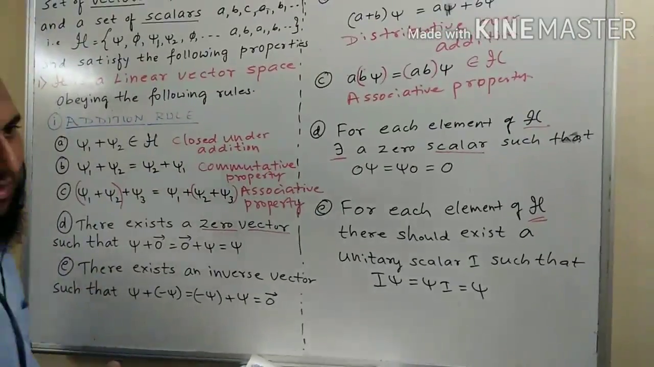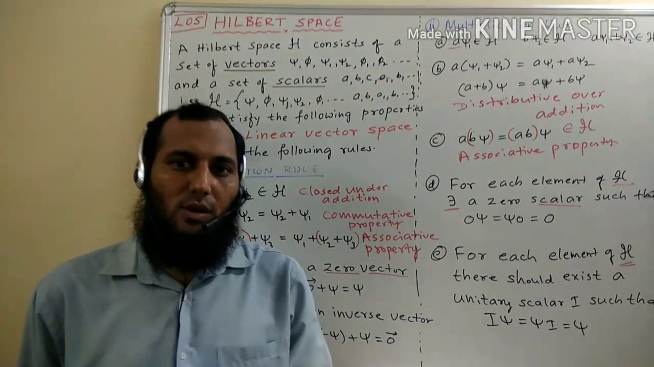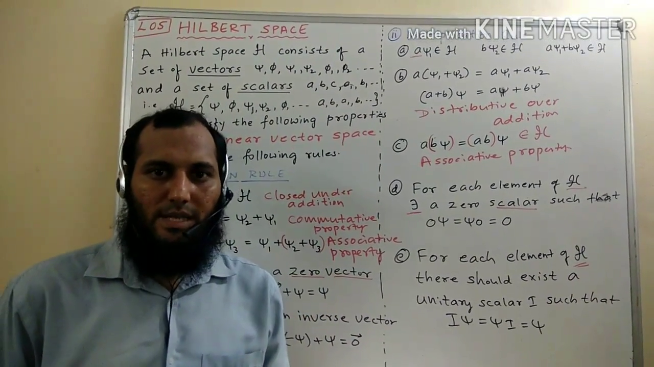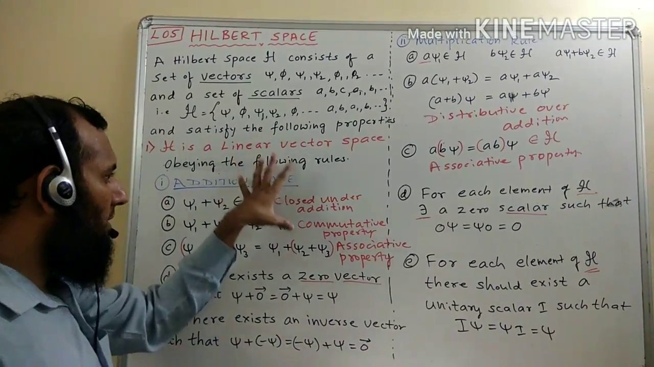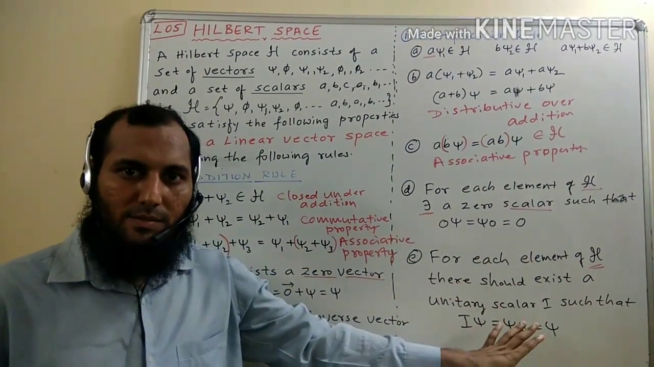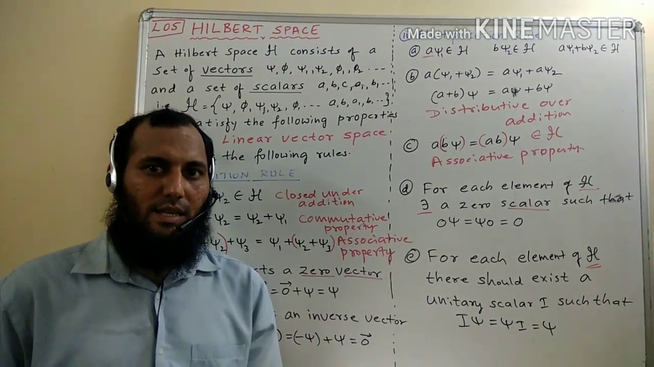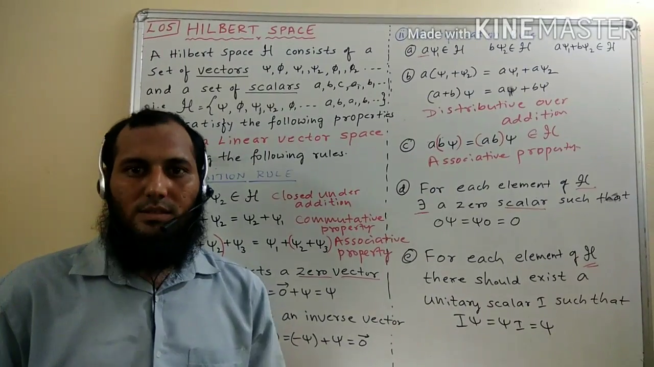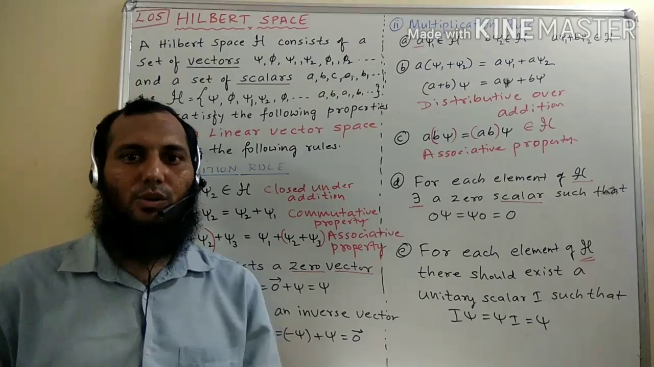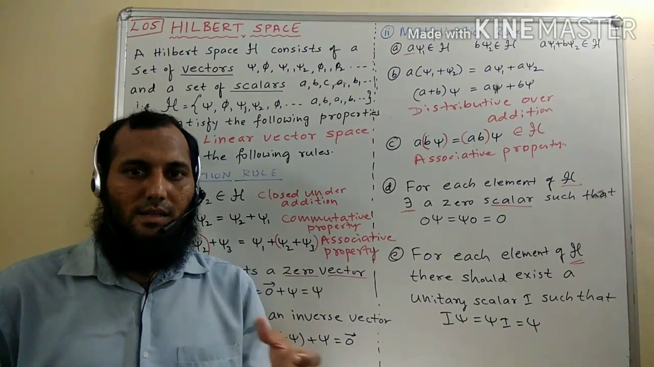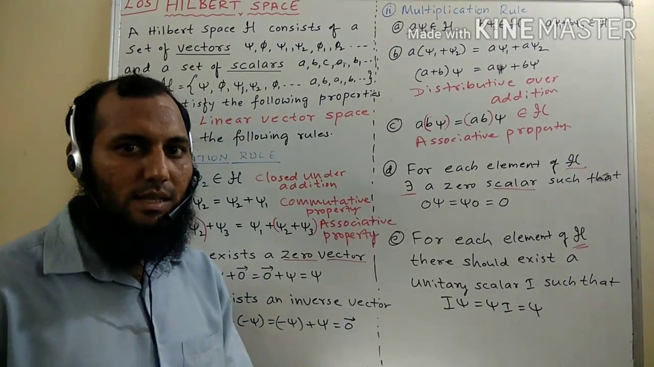Now the Hilbert space is a special kind of linear vector space in which it satisfies all the properties of linear vector space plus three more properties. Those three properties are: second, there exists an inner product; third, the Hilbert space is complete; and fourth, the Hilbert space is separable. So let us go to the second property, that is the inner product.